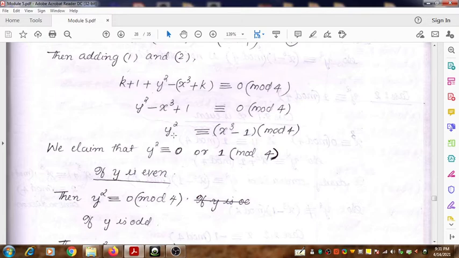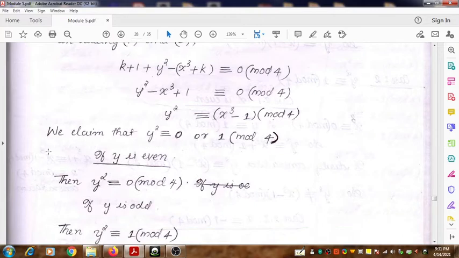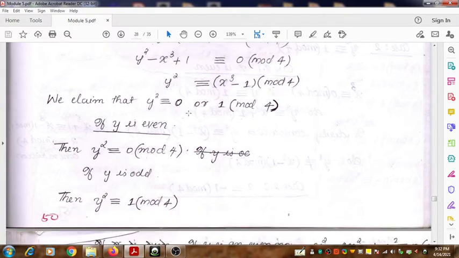Then you can write it as y square is congruent to x cube minus 1 mod 4, and we now claim that, using this, y square is congruent to 0 or 1 mod 4. We make the claim after deriving this step. After arriving at this step, we make the claim that either y square is congruent to 0 or y square is congruent to 1 mod 4.